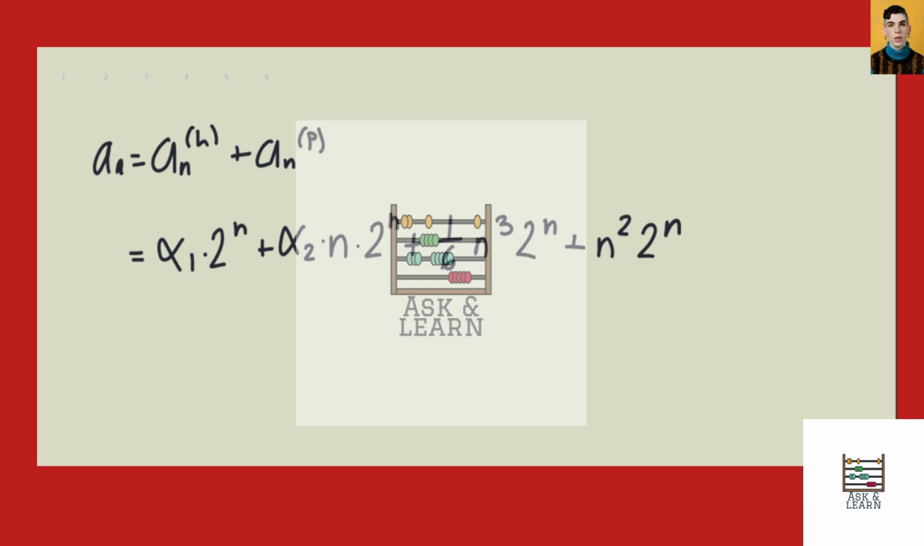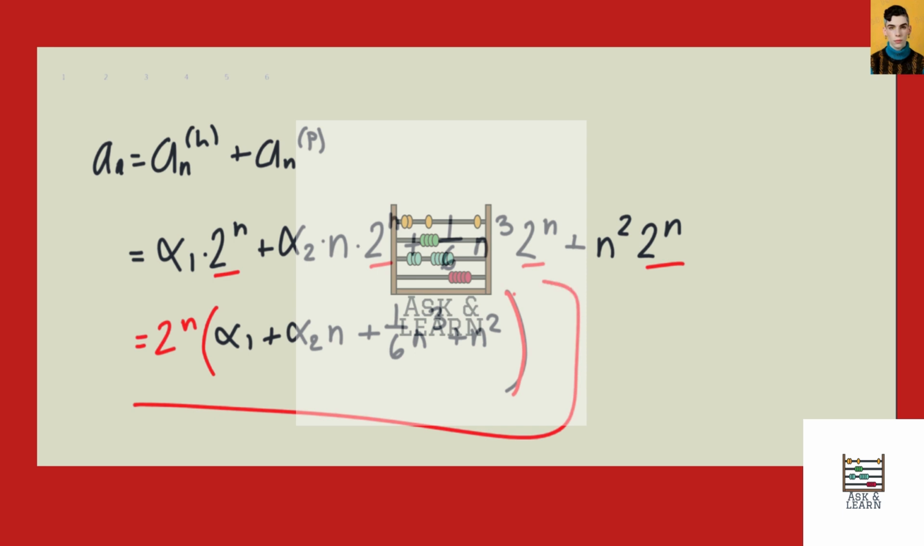And if you want to take it one step further, we do have a common factor in all of these. So you could factor out the 2 to the power of n and just have that it is equal to 2 to the power of n times (alpha 1 plus alpha 2 n plus 1/6 n cubed plus n squared). And that is the final solution.